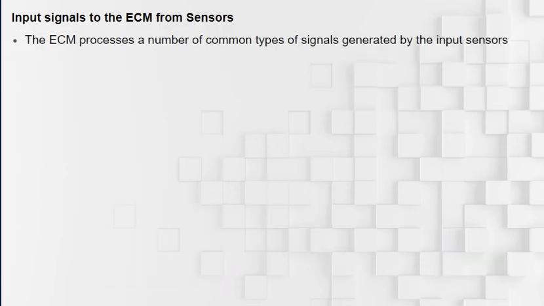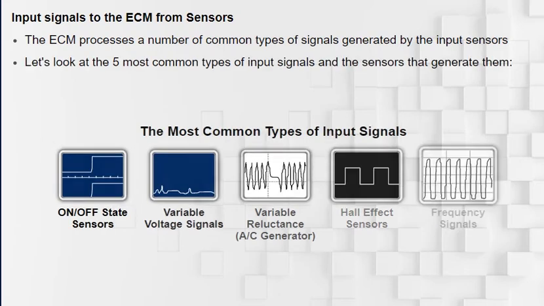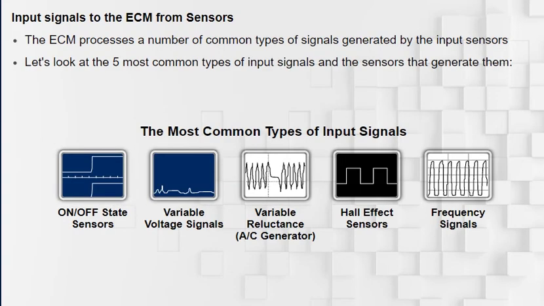The ECM processes a number of common types of signals generated by the input sensors. Let's look at the 5 most common types of input signals and the sensors that generate them.